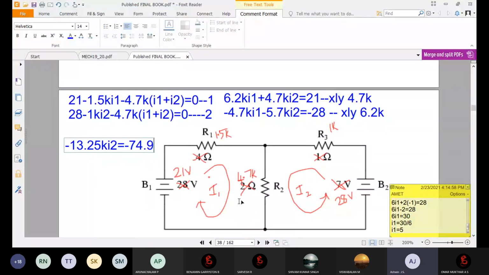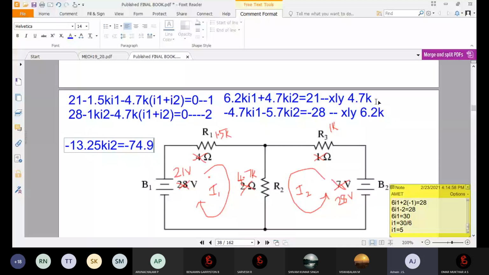Listen, you are multiplying 5.6. I didn't get how you did this. Look at the first equation, that number is 21. You are going to multiply with 4.7k. So what you did? Sir, wait a minute. 4,700 should multiply with 21. Sir, 98.7k, sir.